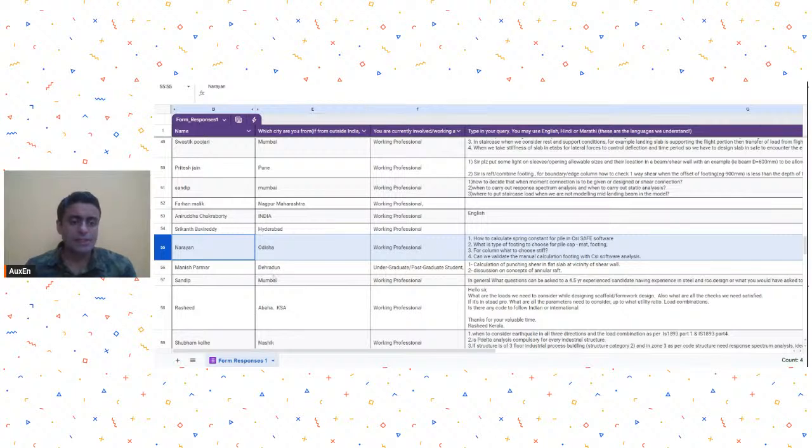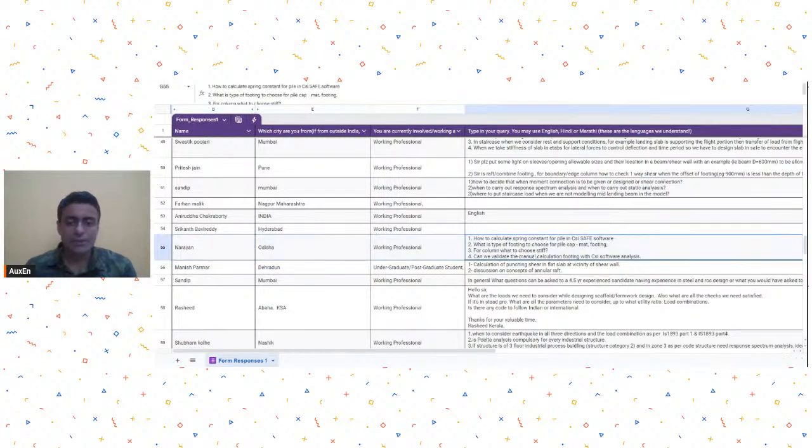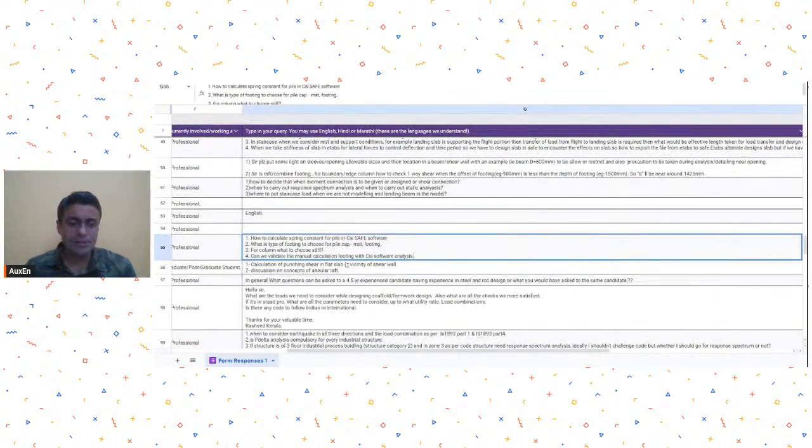Mr. Narayan is asking how to calculate the spring constant for piles in CSI SAFE software. What is the type of footing to choose for pile cap, mat or footing? For columns, what to choose, stiff? And can we validate the manual calculation? So I'll put all his queries over here and let us answer them one by one.